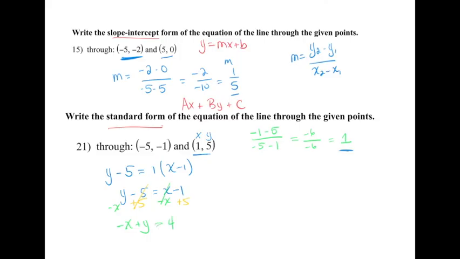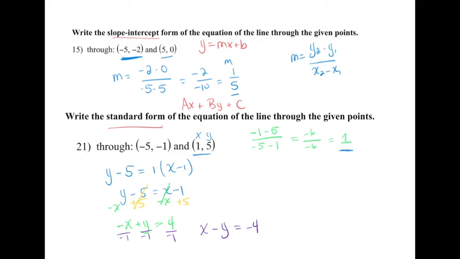The other thing you have to worry about is you cannot have fractions or a negative number in front of your x. All right, so in this case, I have a negative number in front of my x. So I have to take every single one of these and divide out that negative 1. So then the x becomes positive, the y becomes negative, and the 4 becomes negative. That is standard form, okay?